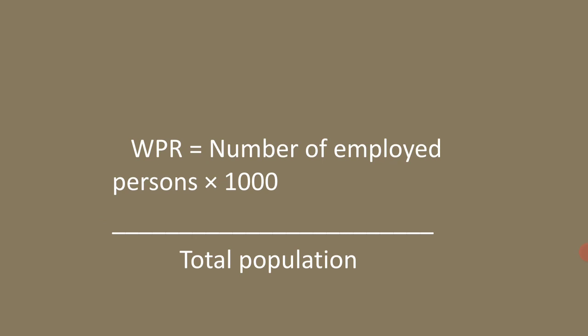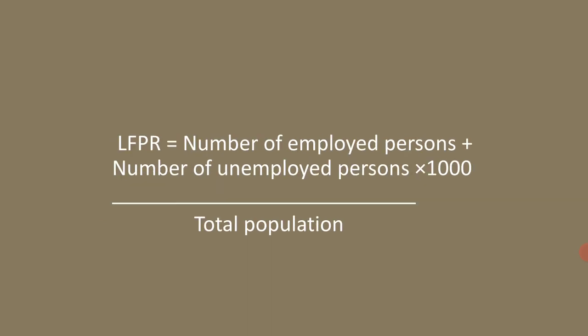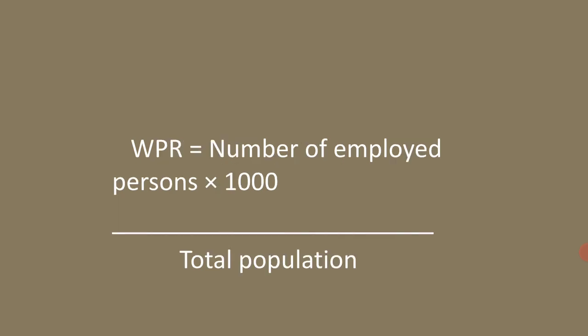What is the difference between LFPR and WPR? In LFPR, see here, number of employed persons plus number of unemployed persons. We have to add unemployed persons also to calculate LFPR. But in the case of the worker population ratio, we consider only the number of employed persons into 1000 divided by the total population of the country.